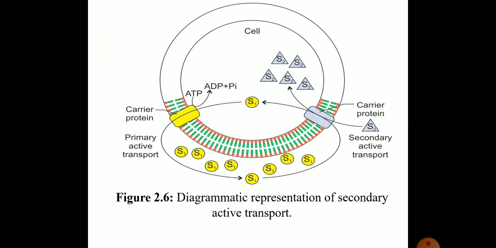S2 may be considered equal to glucose or amino acid, where S2 goes along with S1. So S1 is sodium, S2 is glucose or amino acid. Sodium along with the glucose enters into the cell, that is absorption, without utilizing any energy. So secondary active transport occurs without utilization of any energy, but it is dependent on the primary active transport, where S1 is pumped out of the cell by hydrolyzing ATP. So that is the secondary active transport system.